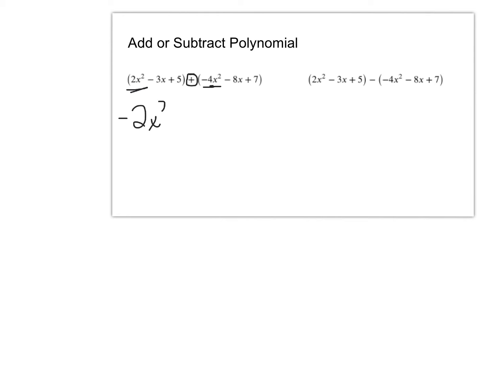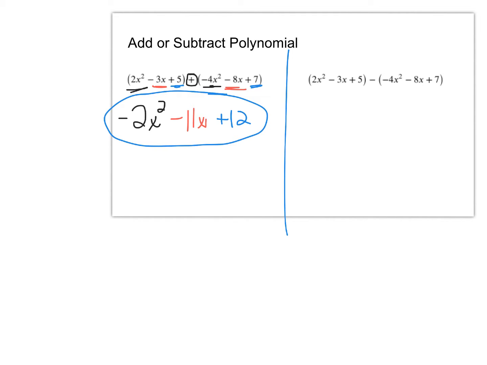And again, remember, we do not touch the exponents here. Now we go to the regular x's. Negative 3x plus negative 8x. So negative 3x minus 8x is negative 11x. And then we have the constants. So 5 plus 7 is going to be 12. And there's your sum. Pretty easy.